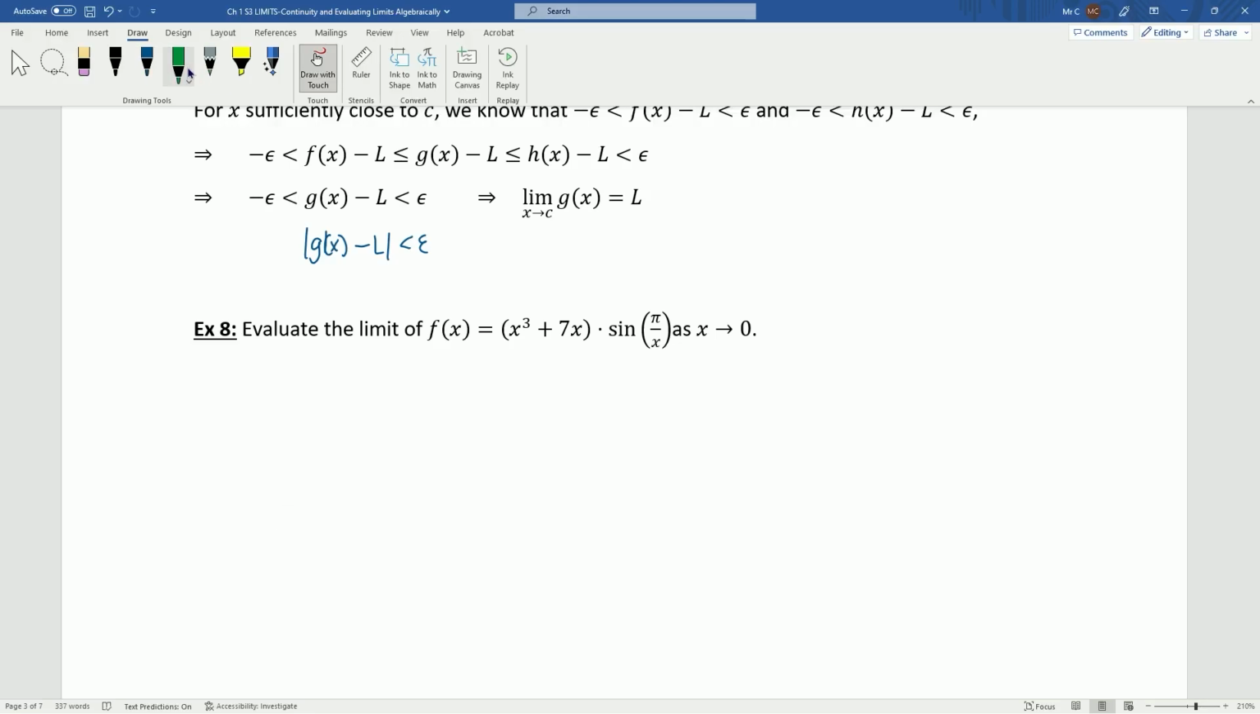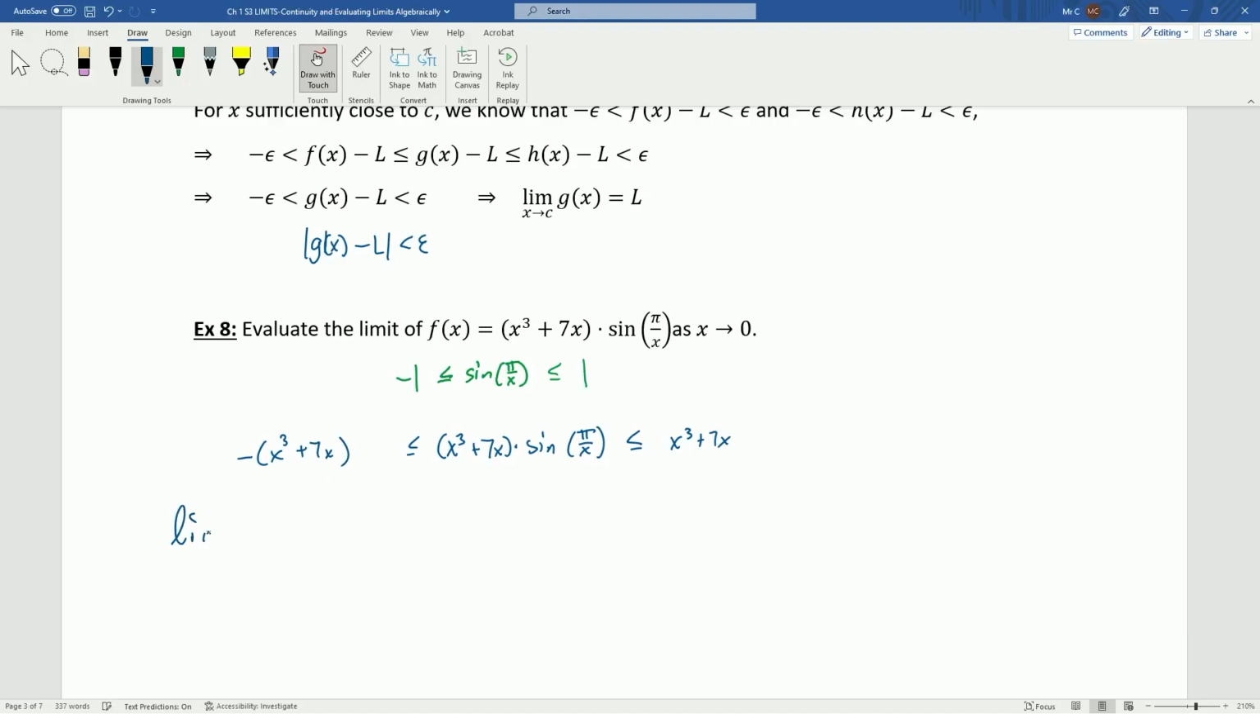But what I do know is that sine of pi over x, it doesn't matter what the input is, sine itself is the y value on the unit circle, so it has to be between 1 and negative 1 by definition, right? So if sine of pi over x is between negative 1 and 1, then x cubed plus 7x times sine of pi over x has to be between x cubed plus 7x and the negative of x cubed plus 7x.